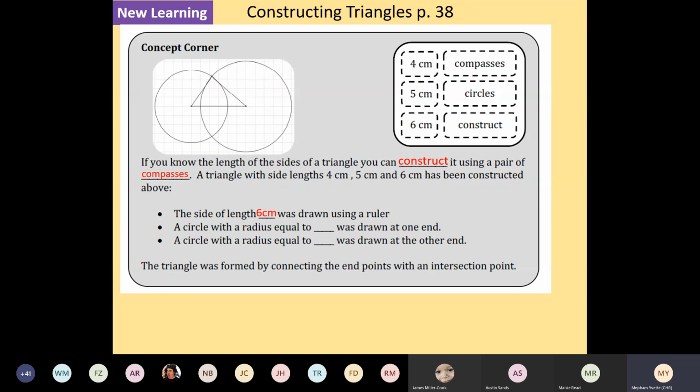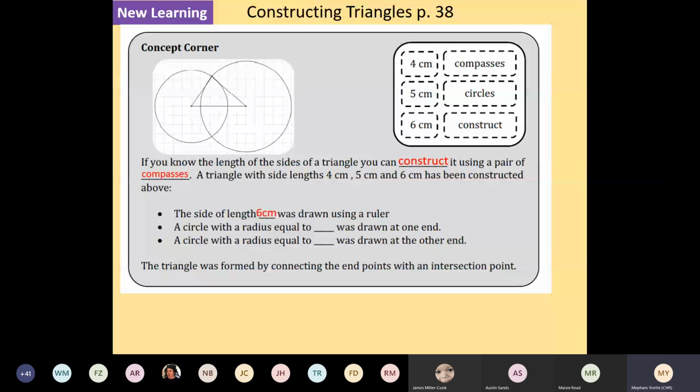The side of length 6 centimeters was drawn using a ruler. So in this diagram, we can see this because this is the longest length which has been used as the base of the triangle, which I'll show in further detail in the next slide. And we can also see this in this diagram because each square is a unit square, which means that each side of the square measures 1 centimeter. So we can see that the baseline counts 6 squares.